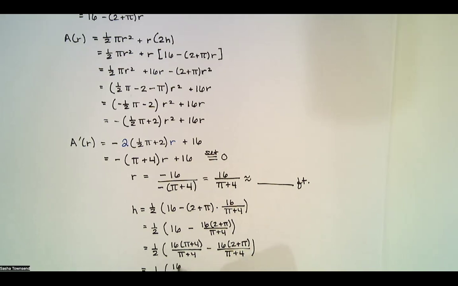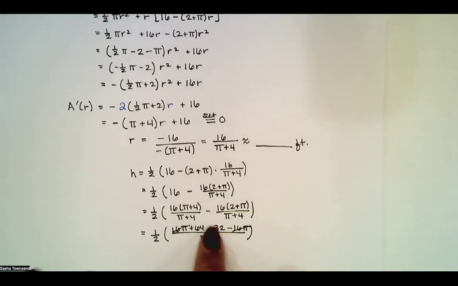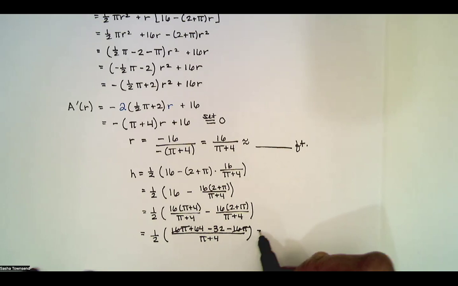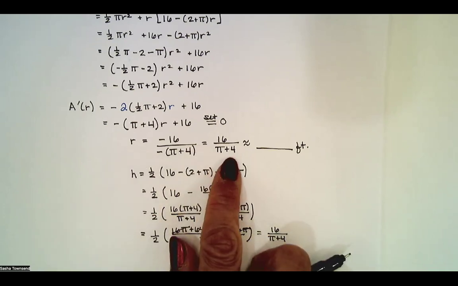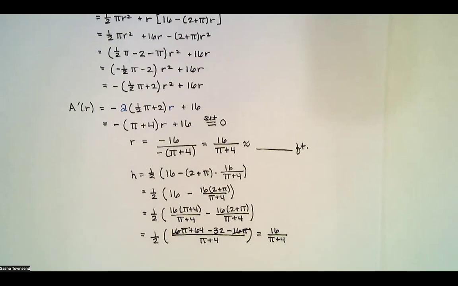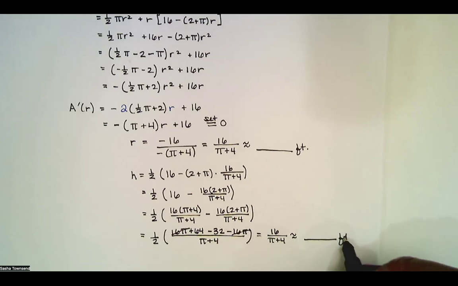So we end up with 16 pi plus 64 minus 32 minus 16 pi. The 16 pi's reduce, and then we're dividing by pi plus 4. And so we end up with 32 divided by 2, which is 16, divided by pi plus 4. Oh, so it looks like our height and our radius have to be the same. Okay, so that's going to be some number of feet as well.